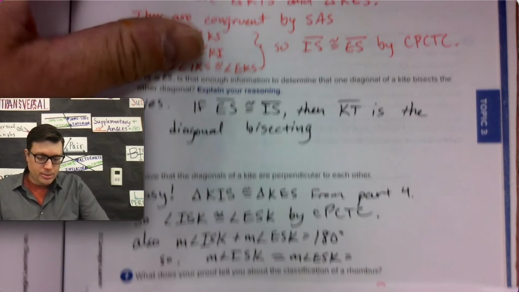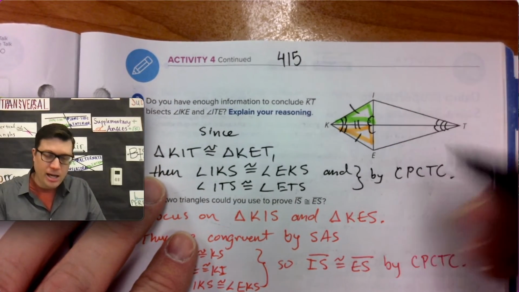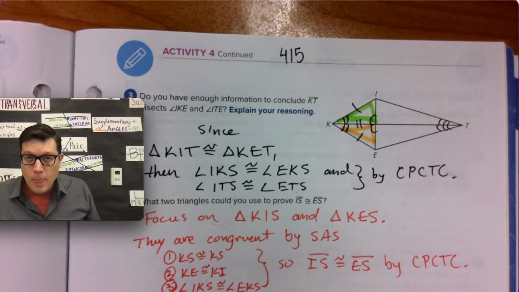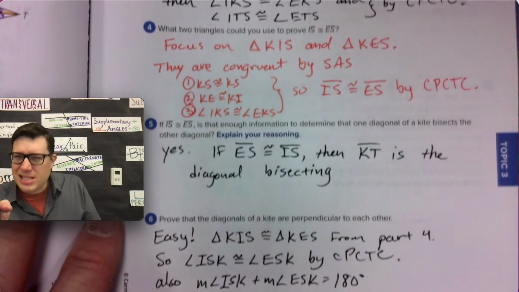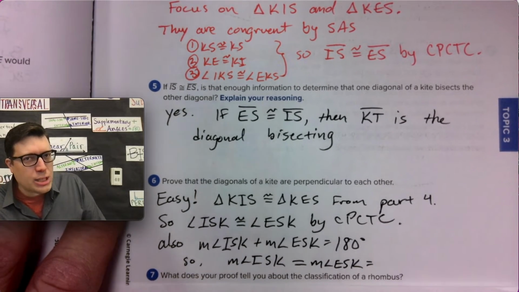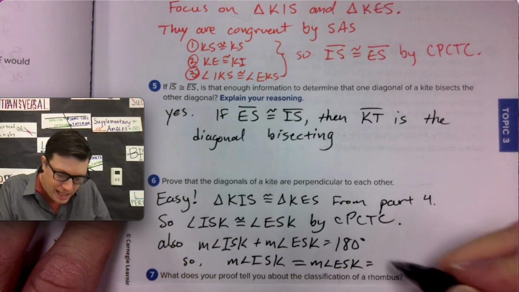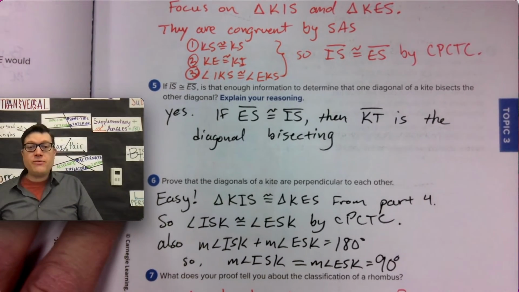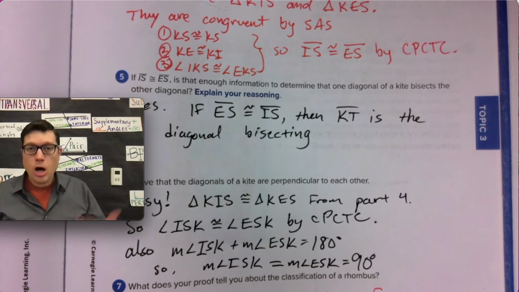But ISK and ESK form a linear pair. So because they form a linear pair, they have to add up to 180, but they're the same. The only way that's possible for them to be the same and to also add to 180 is if they're both 90 degrees. And if that's true, then the diagonals of a kite are perpendicular.